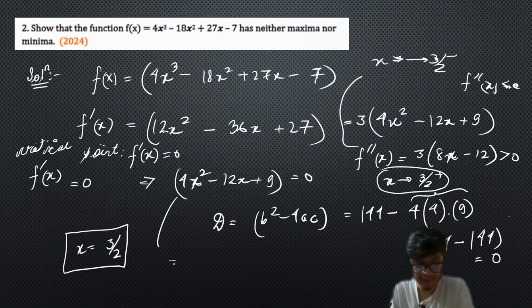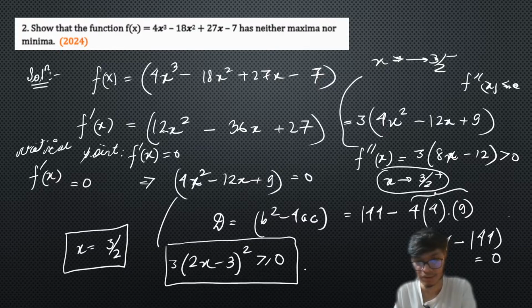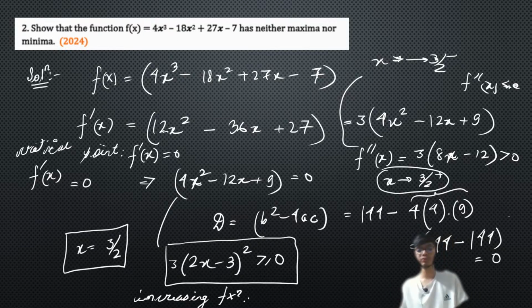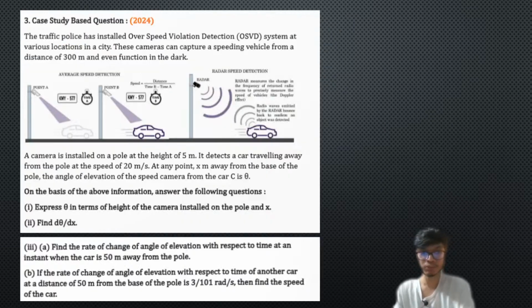So we can just simply write this equation as 2x minus 3 whole square, which is obviously greater than or equal to 0, right? So it is always an increasing function, right? So you can see it is always an increasing function, right? So that's how you're going to prove this particular part of the question. Okay, simple, clear. All right, so with this, let's move to the next problem.